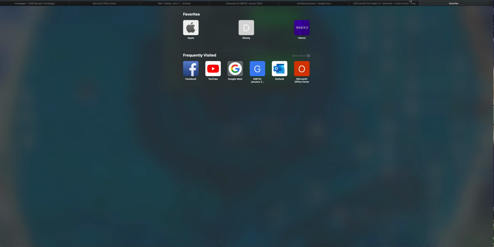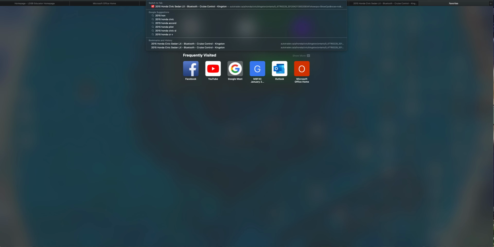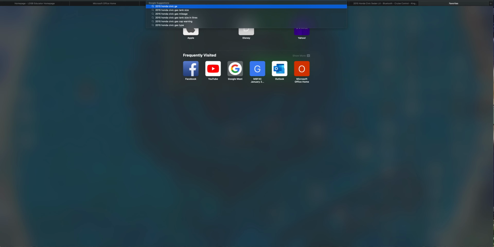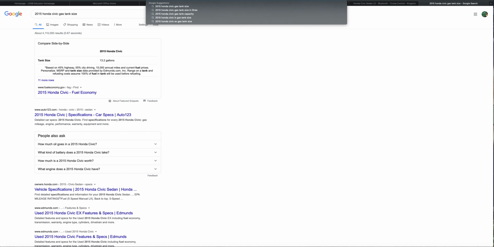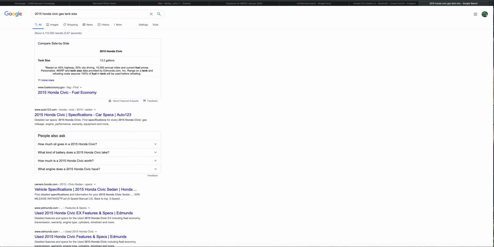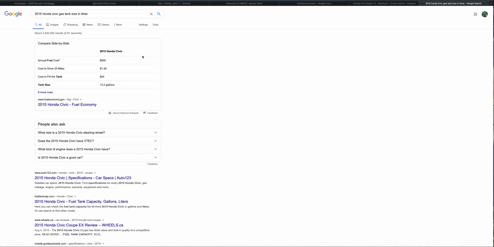You can always search 2015 Honda Civic. Sometimes you could even put gas tank size. Oh, you guys can't see my search bar. Gas tank size in liters, you could even say. It's still not doing it.